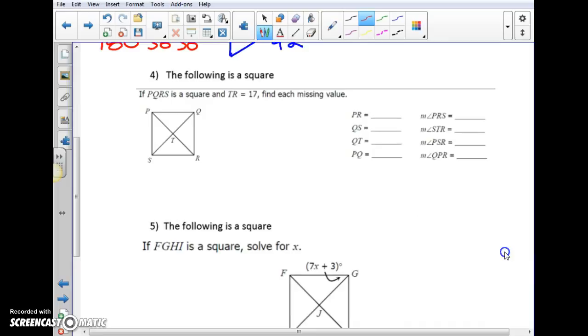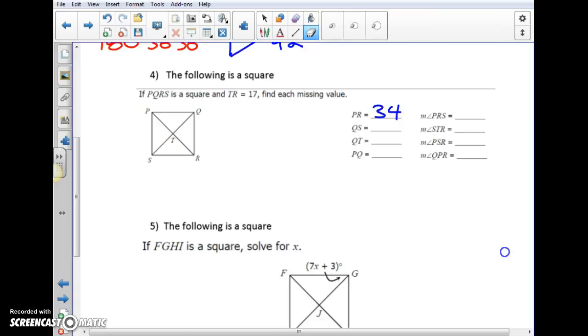Properties of a square. A square adopts all the properties of a parallelogram, a rectangle, plus some of its own. Okay, here we go. First one, PR. So I want to know, what is this diagonal? Well, if TR is 17, that means this is also 17 because it adopts that from parallelograms and rectangles. So I know if I add the two together, I'm going to get 34.